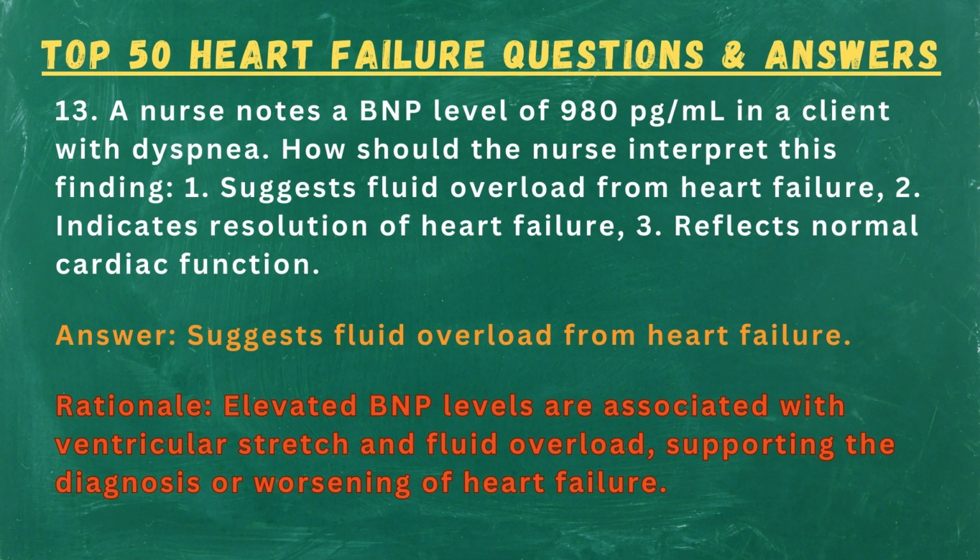13. A nurse notes a BNP level of 980 pg/ml in a client with dyspnea. How should the nurse interpret this finding? 1. Suggests fluid overload from heart failure. 2. Indicates resolution of heart failure. 3. Reflects normal cardiac function. Answer. Suggests fluid overload from heart failure. Rationale. Elevated BNP levels are associated with ventricular stretch and fluid overload, supporting the diagnosis or worsening of heart failure.